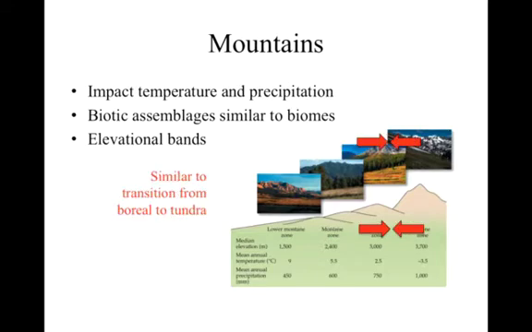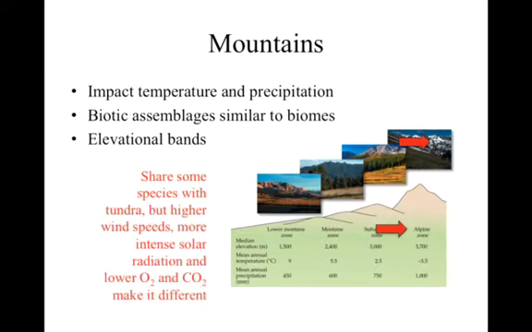And then again, as you move a little bit further up from the boreal area, you get to a transition that's quite similar from the boreal to the tundra. Once you get to the top, though, it's not exactly tundra. We call it an alpine zone. Again, these all have slightly different names, but we call that high elevation the alpine zone. It's a lot like the tundra, but there are higher wind speeds, more intense solar radiation, lower oxygen and carbon dioxide, and that makes it a little different.